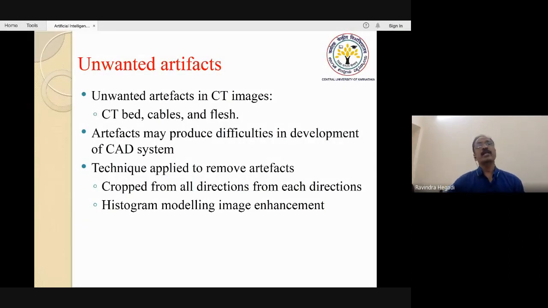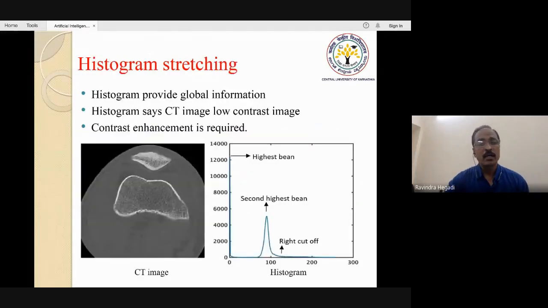So for that, what techniques do we need to apply? The techniques we need to apply for this removal are cropping from all directions, because we are getting a three-dimensional view of the image. After the cropping, we have used histogram modeling for enhancing the quality of the image. So these two techniques we have used in our pre-processing stage. Then let us look at what results we got.